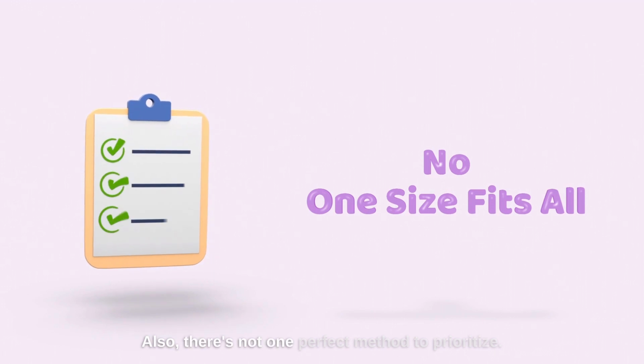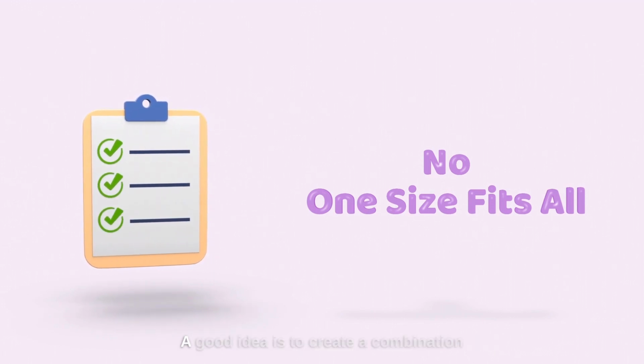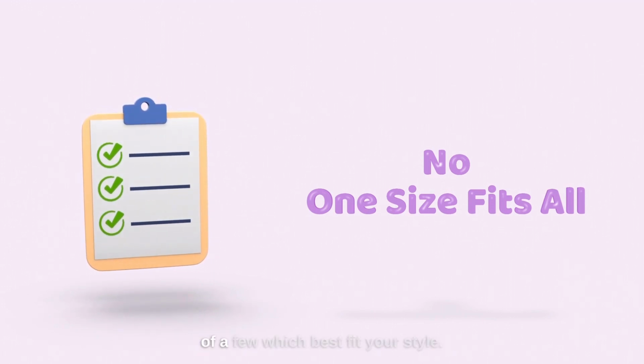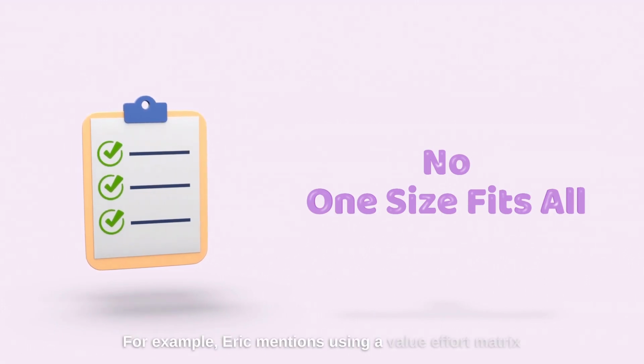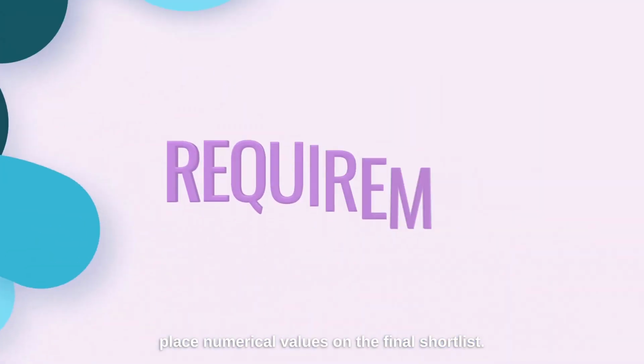Also, there's not one perfect method to prioritize. A good idea is to create a combination of a few which best fit your style. For example, Eric mentions using a value-effort matrix to evaluate features as quick wins or long-term plays, and then using a Kano model to identify which are the best in terms of user satisfaction. And then lastly, using RICE scoring to place numerical values on the final shortlist.